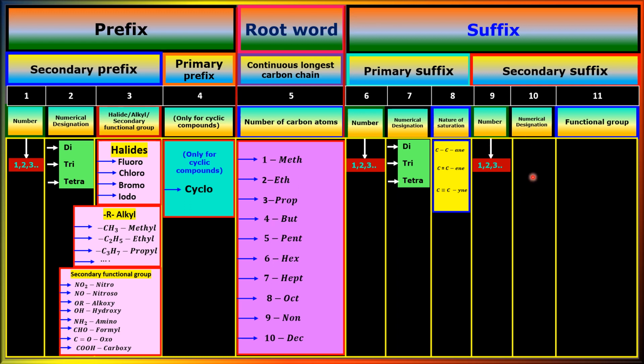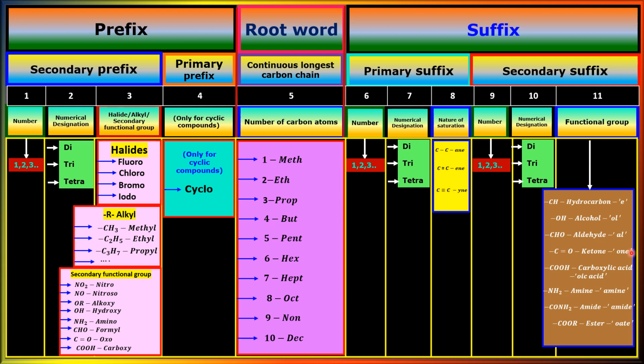It will represent that numerical designation. If more than one functional group is attached, if two of the same functional groups are there, at that time we use di. If three of the same functional groups are attached, at that time we get the numerical designation tri, etc. Okay. Next, functional group. These are the functional groups.